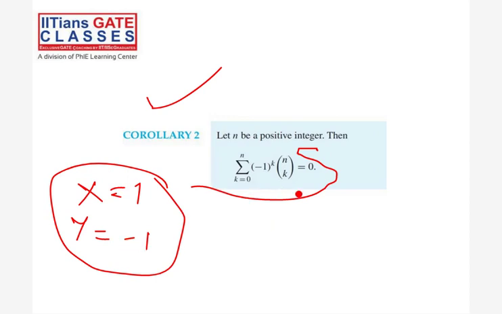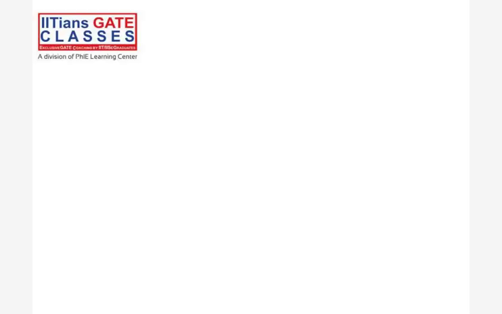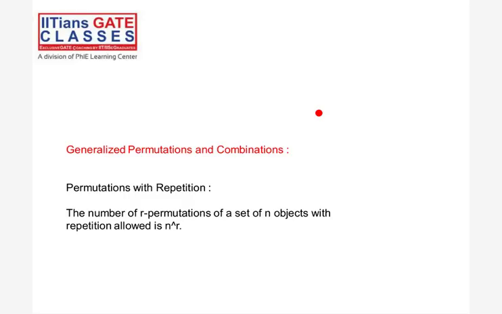So try this today. When you put x equal to 1, y equal to -1 in the binomial theorem, on this side you will get 0, right? And on this side you will get this. Once you put x equal to 1 and y equal to -1, you will be able to prove it. A simple substitution in the binomial theorem. So you can take this as homework.